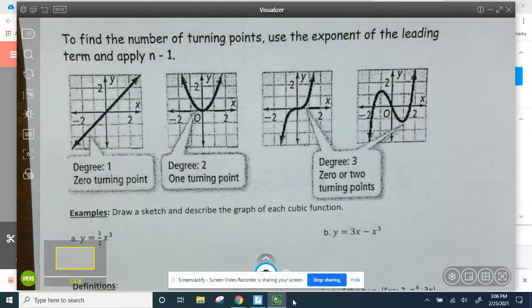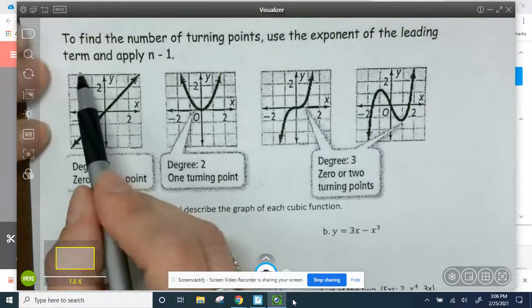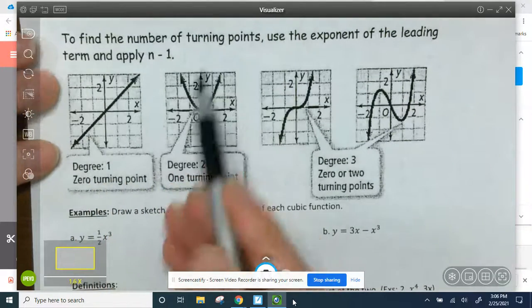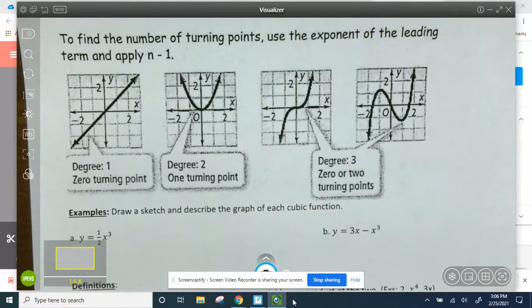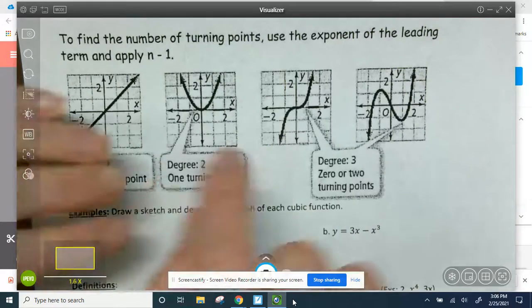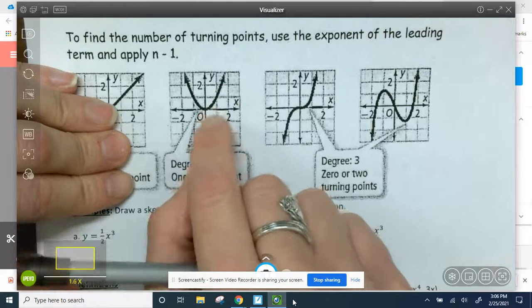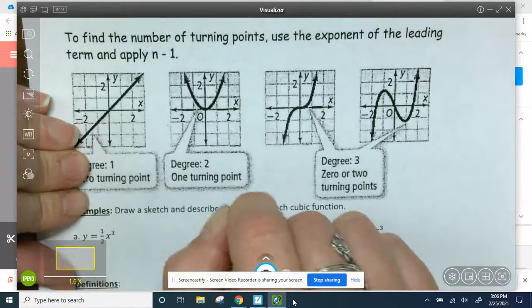Okay, in this video, we're going to learn how to look at the turning points of a graph and how many turning points a graph has, okay? So in this first example, it says to find the number of turning points, and a turning point is where it goes from going down to going up, or going up to going down. For instance, here, this one is going down and then it starts going back up. So that's considered a turning point, okay?